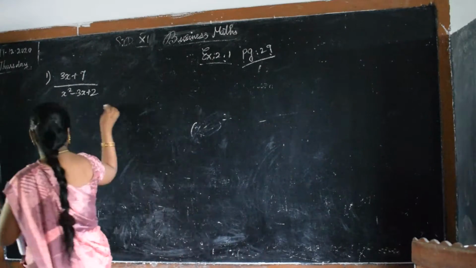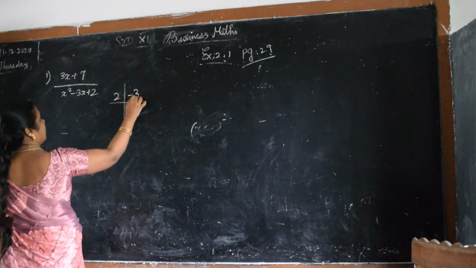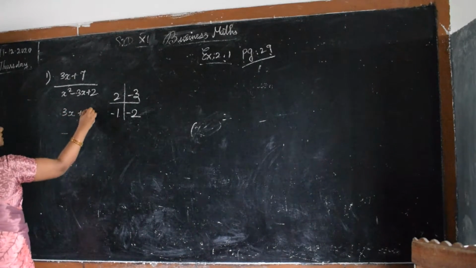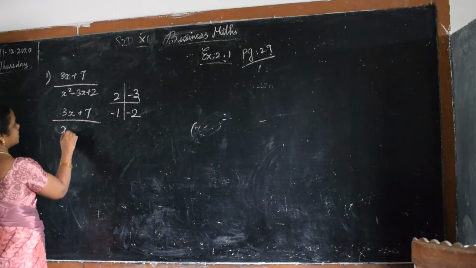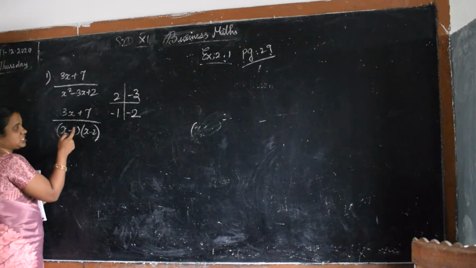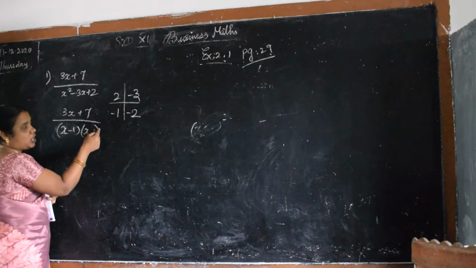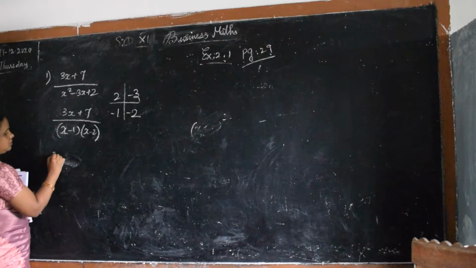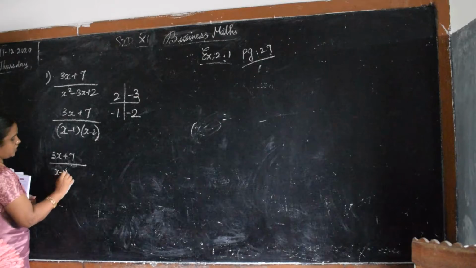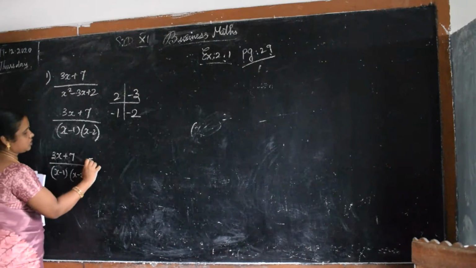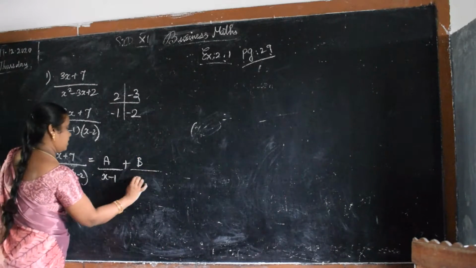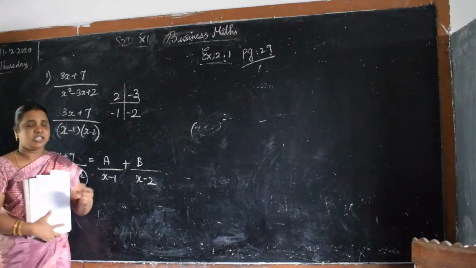See, now you factorize this. 2 minus 3, 1 upon 1 times 2 is 2, here minus minus. So 3x plus 7 divided by, this one you can write as x minus 1, x minus 2. See, in your denominator here, the power is 1, here also 1. This is the non-repeated factor. See, now I am going to write it as a by x minus 1 plus b by x minus 2. This is only partial fraction.